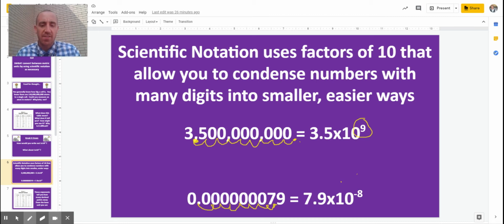Check. So we have 7.9, and we had to move over to the right 8 decimal points, which means it's a negative 8. When you move the decimal point to the right, it goes negative. When you move the decimal point to the left, it goes positive. So that is the basics of scientific notation.